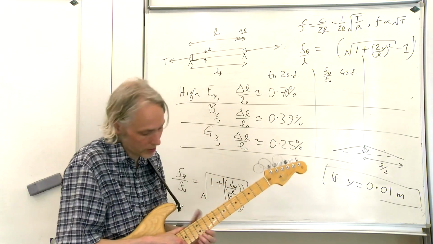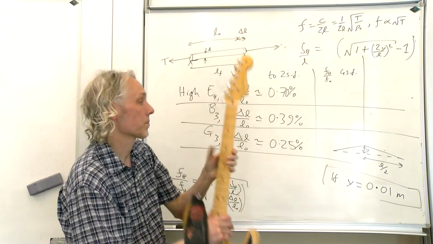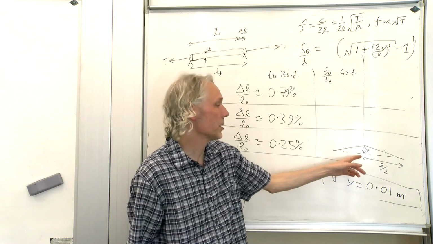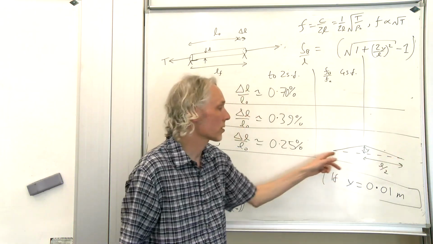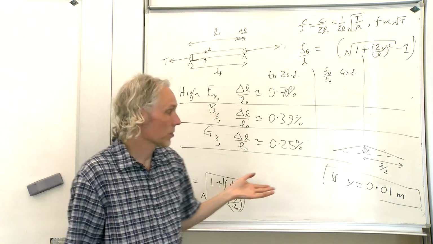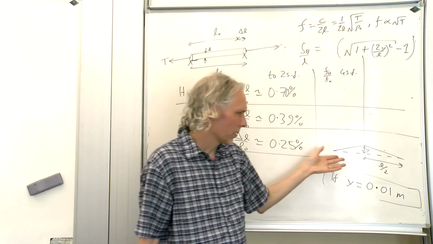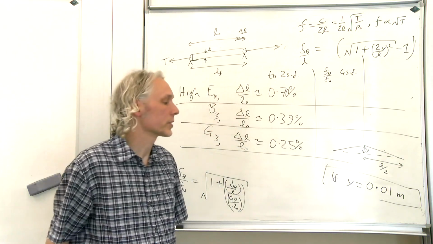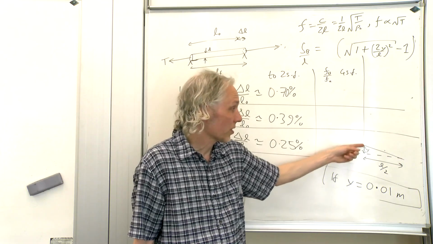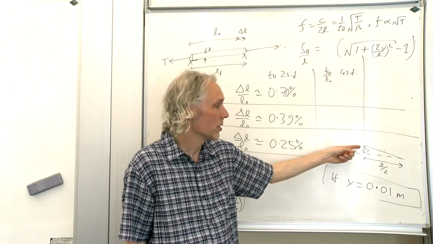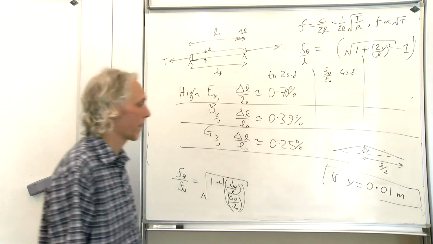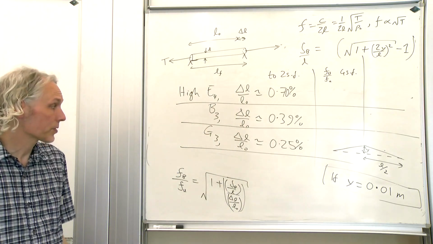So pulling them to the side by 1 centimeter. You can see the diagram here. This is the length of the string, which is 649 millimeters for a typical Strat type thing. So about 64.9 centimeters long, and we're pulling it to the side by 1 centimeter. It doesn't make the string 1 centimeter longer, though. It's a lot subtler than that. So what happens to the frequency?